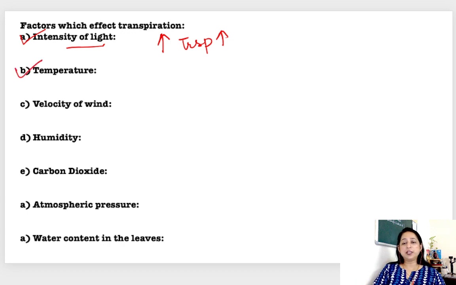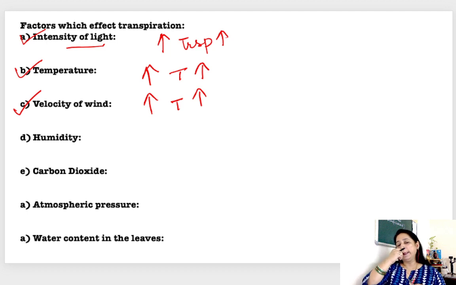Temperature: if the temperature outside is more, transpiration is more. Temperature is high, transpiration is high. Velocity of wind: if the velocity of wind is more, transpiration is more. Why? How? There is a small example. When your mom washes clothes and you put them outside to dry, what happens? If a lot of wind is blowing, the clothes dry very quickly, evaporation is more. If the temperature is very high, the sun is strong, the clothes dry very quickly. If you hang clothes at night they will dry very late, but if you hang them in the day they will dry very quickly.